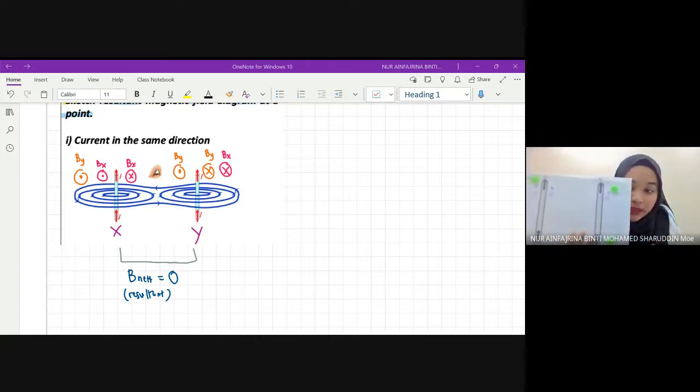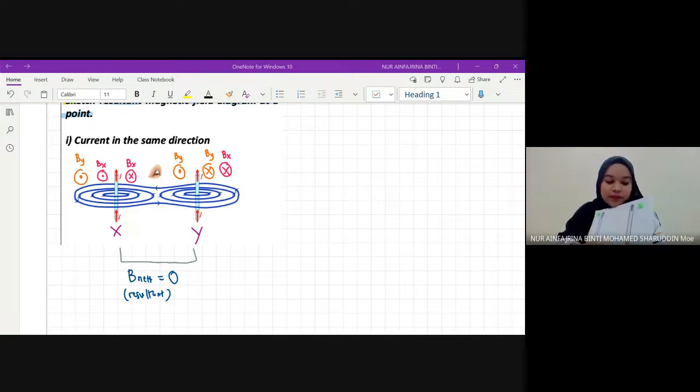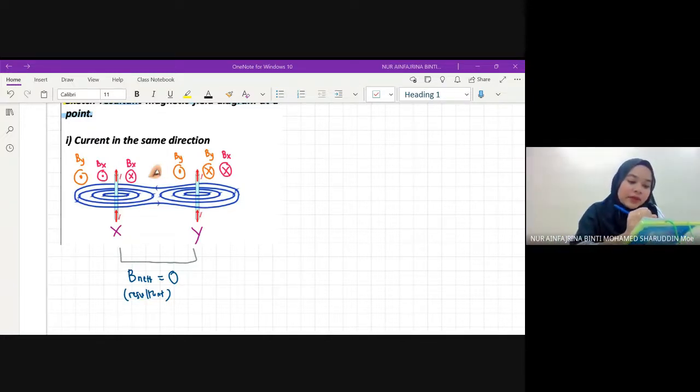Okay, yang ini. Now kita tengok pula untuk wire Y. So wire Y pun sama juga. Okay. So wire Y, your thumb will point upwards dan sini akan masuk, dan sini akan keluar. Tengok macam ni sebab up, masuk, lepas tu kat belah sini dia akan keluar. So sini BY dia X dan dekat sini BY dia titik lah sebab dia keluar.